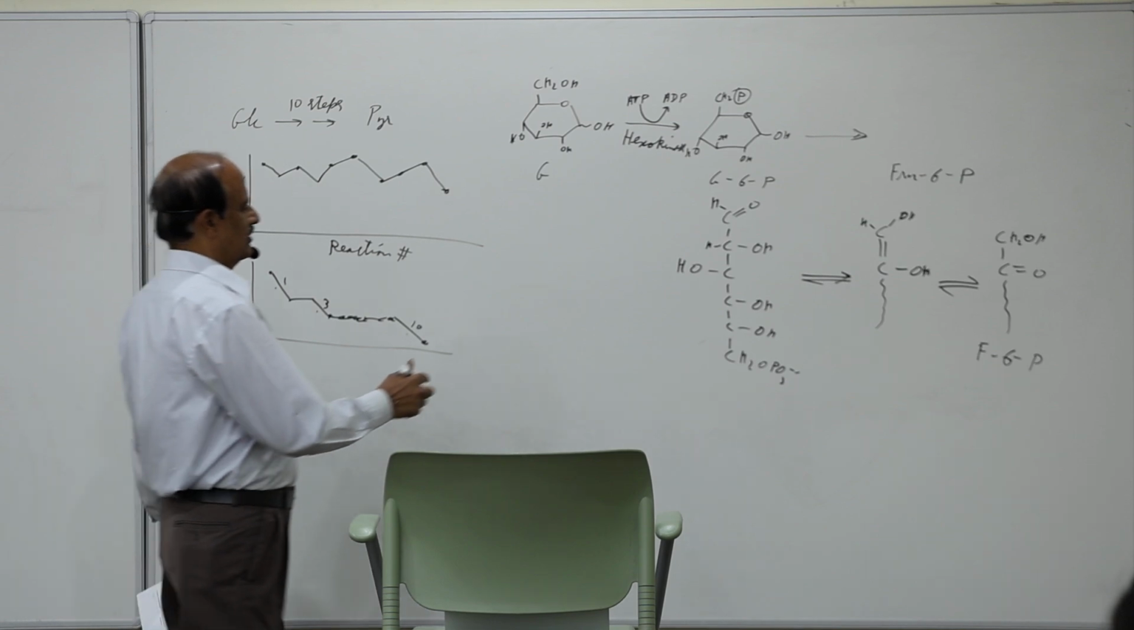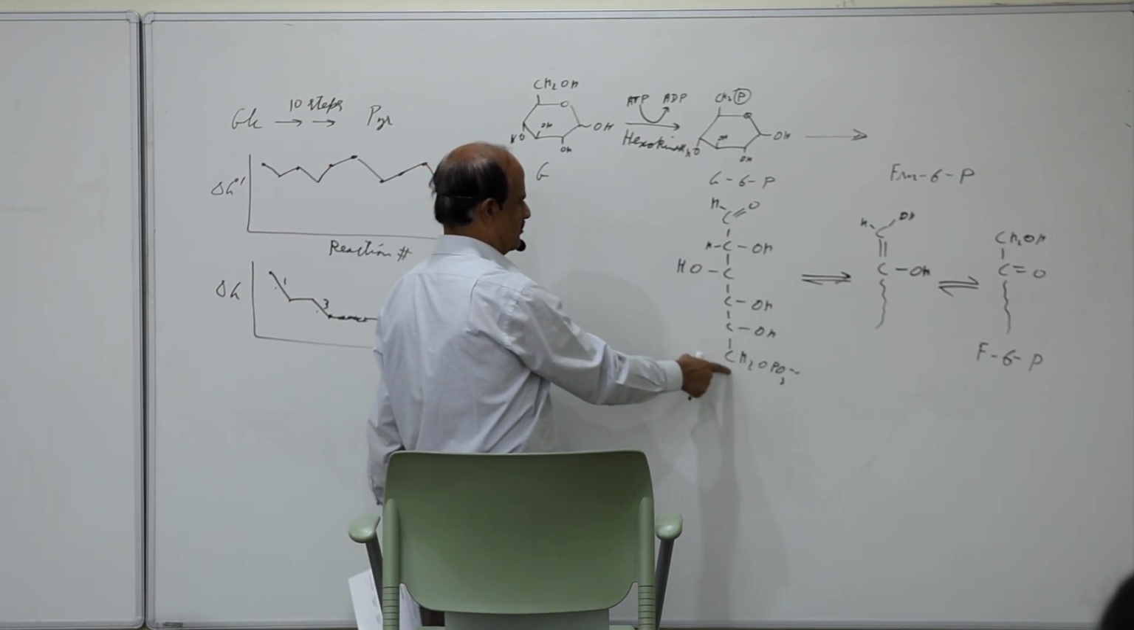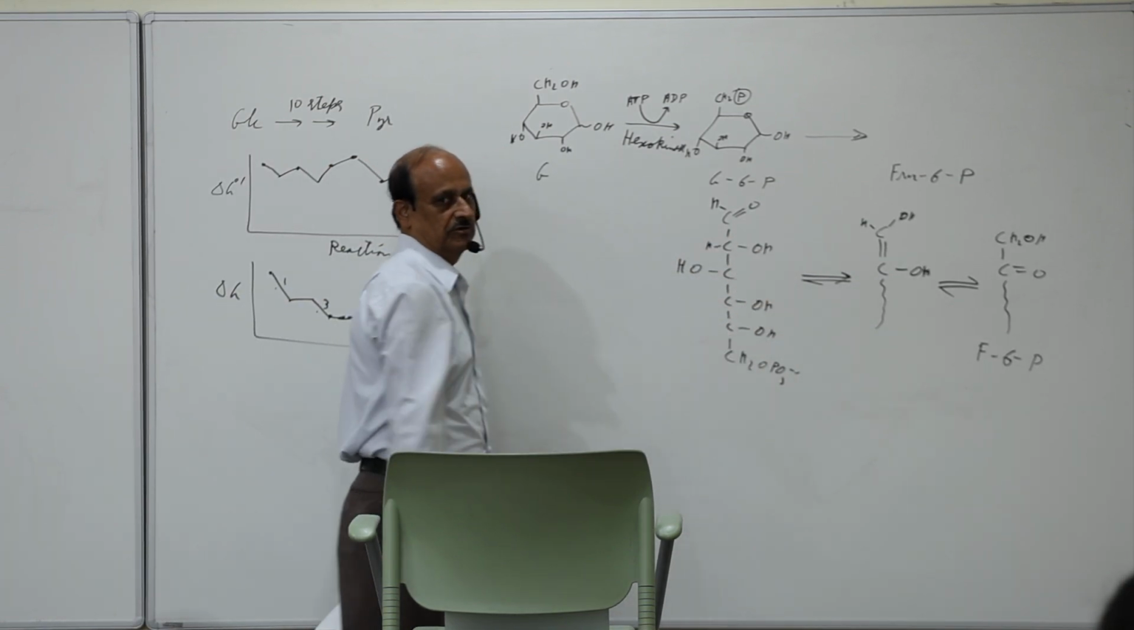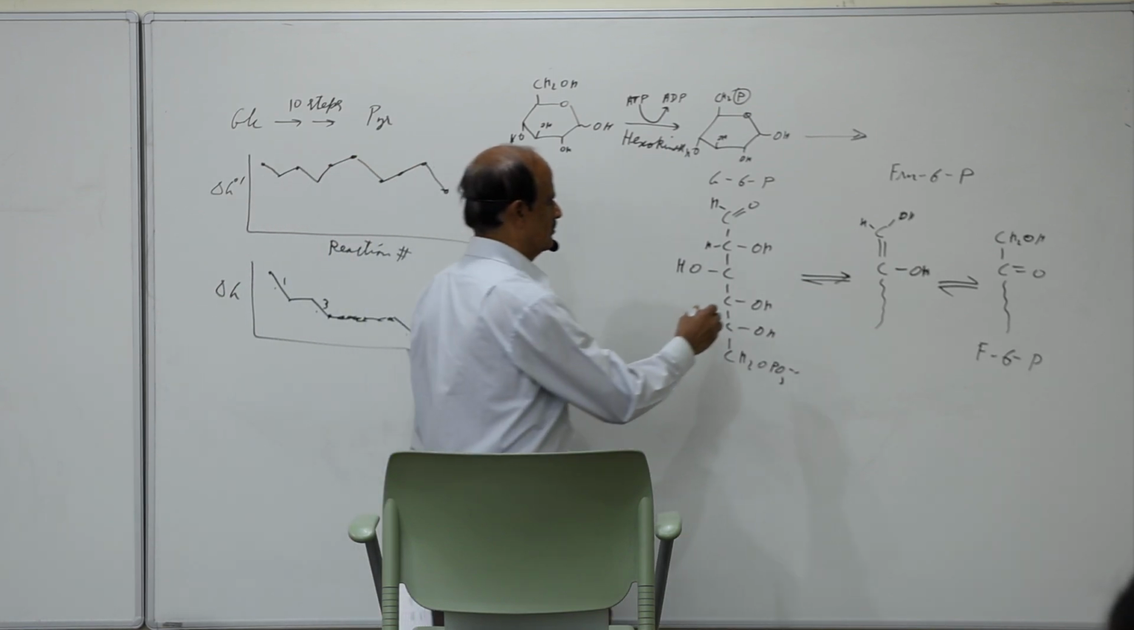And the name of the enzyme will be based on what it does. It takes phosphoglucose and isomerizes it. So it's called phosphoglucose isomerase.